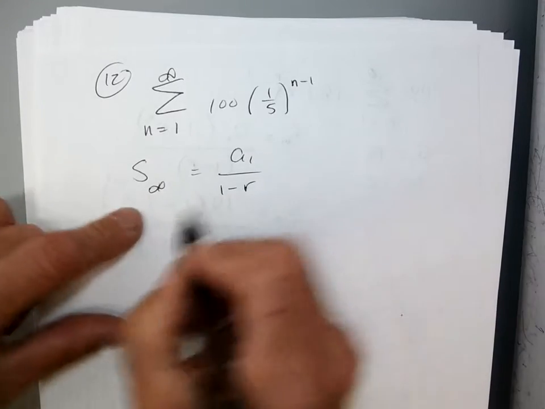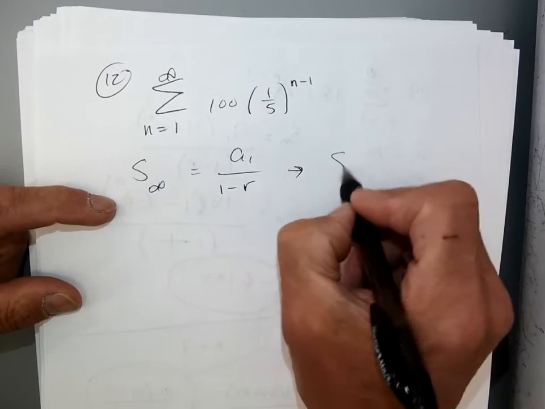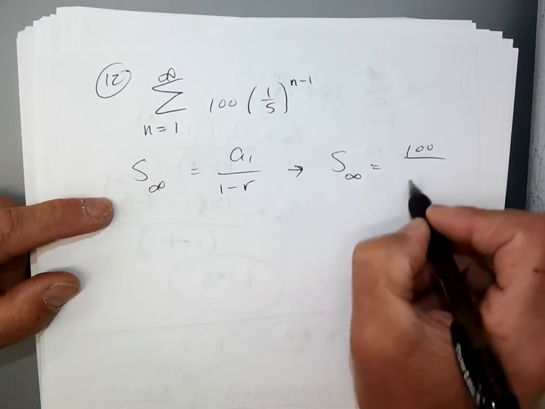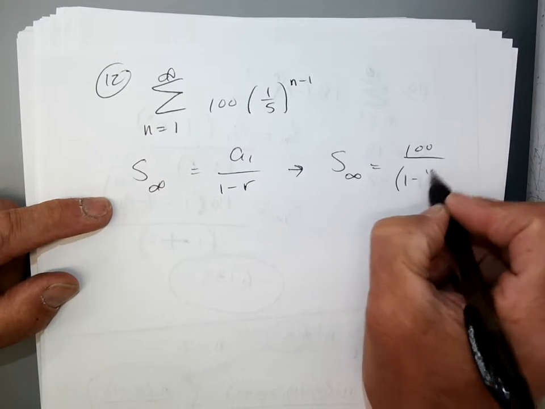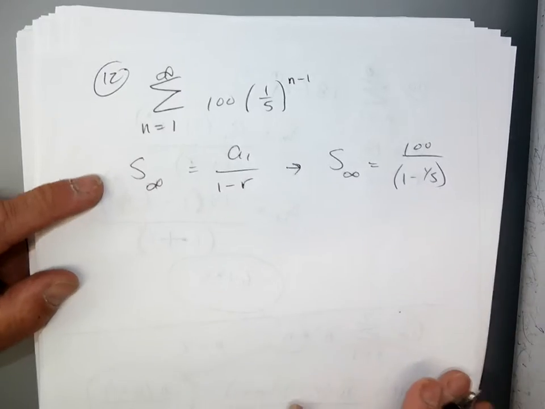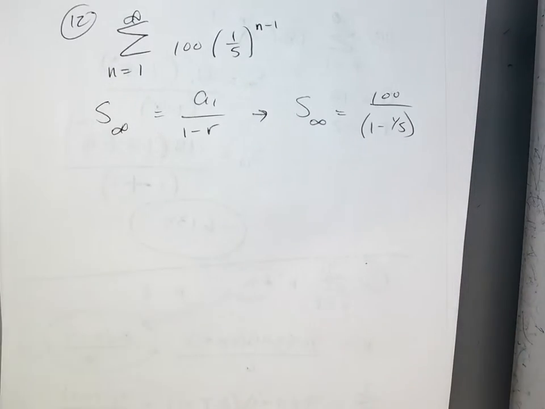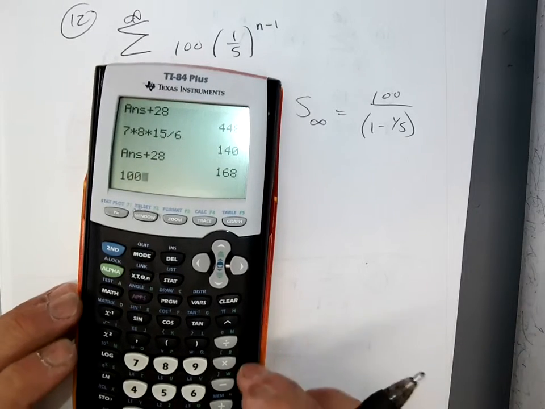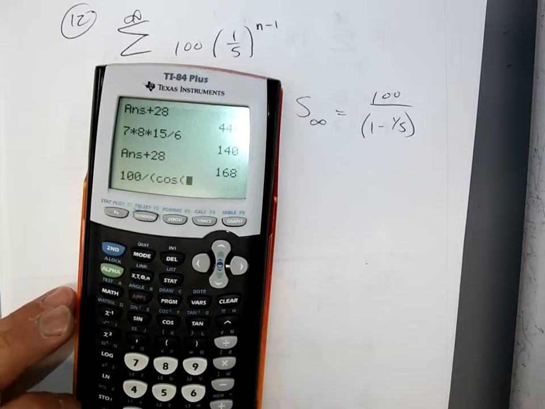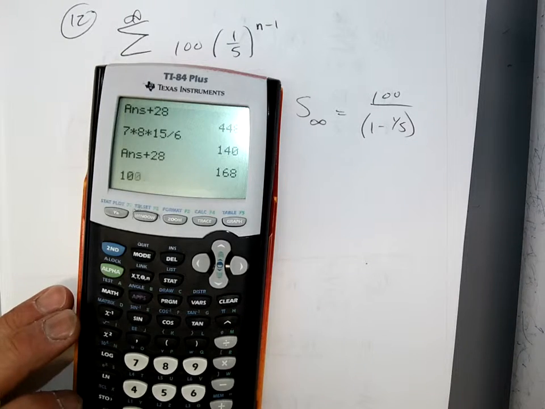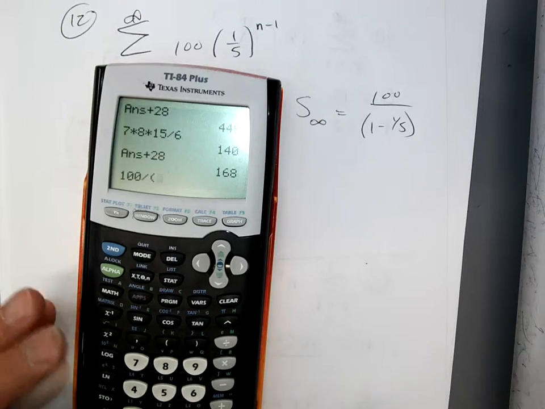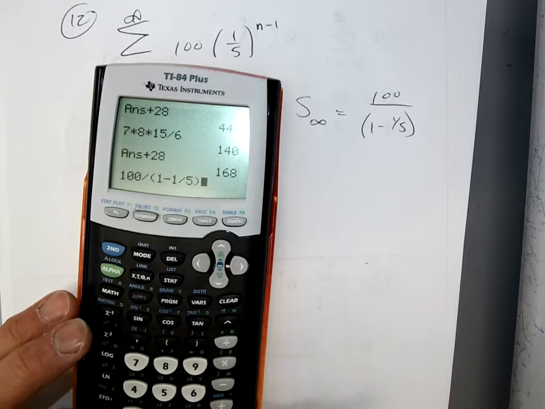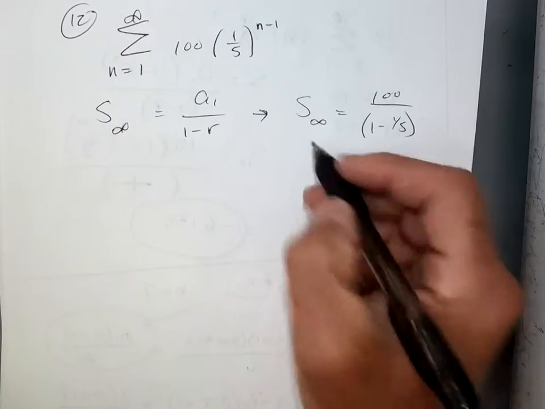So S of infinity is equal to 100, that's my first term, over 1 minus 1/5. You can even put that in your calculator just like that if you want to. Yeah, it is 4/5. Thank you. Hallelujah. I'm glad somebody does some math. 100 divided by parentheses 1 minus 1/5, which is, okay, 125.